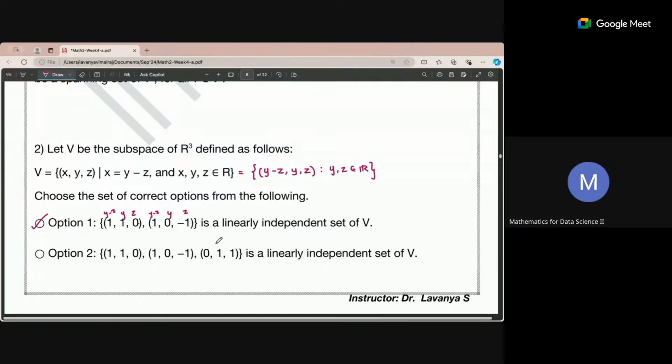Now this is your y and this is your z, this is your y minus z. Okay, this vector is still there in this set. Now is this a linearly independent set? How can you tell whether it is linearly independent or not?